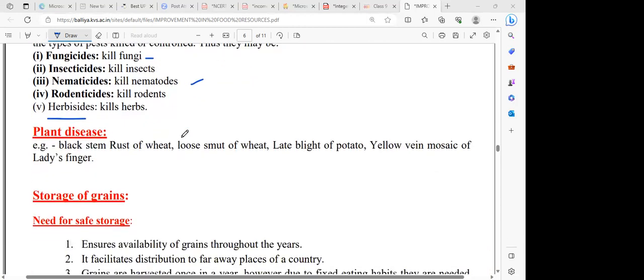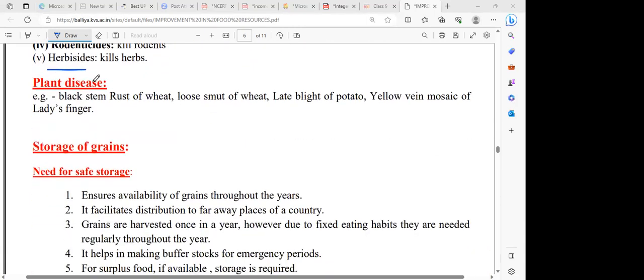Now over here, there are some plant diseases as well. What are these plant diseases? Like the black stem rust of wheat, loose smut of wheat, late blight of potato. These are diseases. Sometimes they will give you the examples and ask what these are, so they are basically plant diseases.